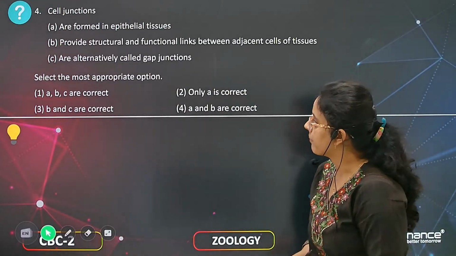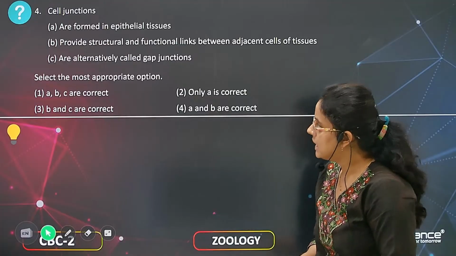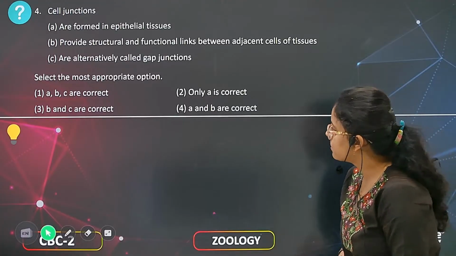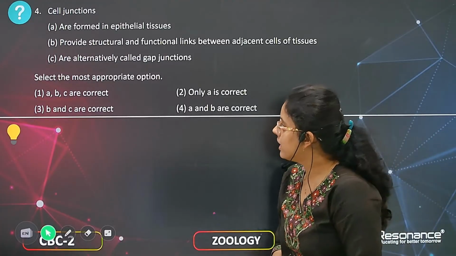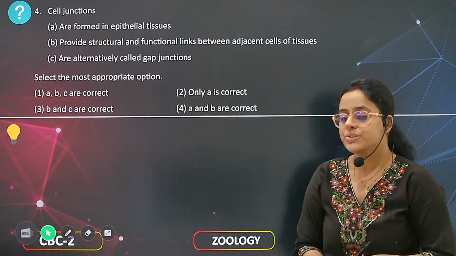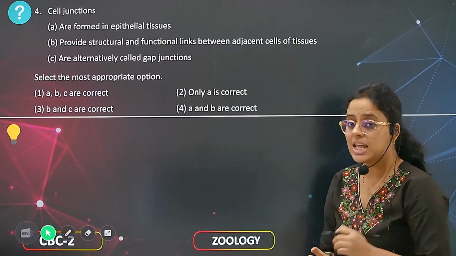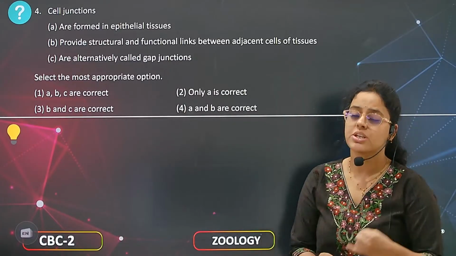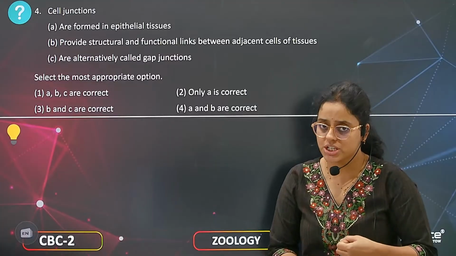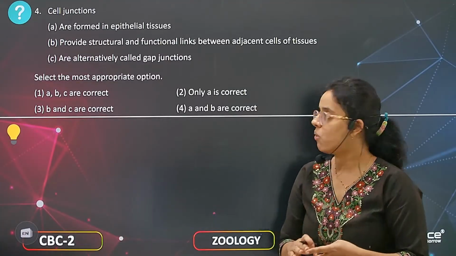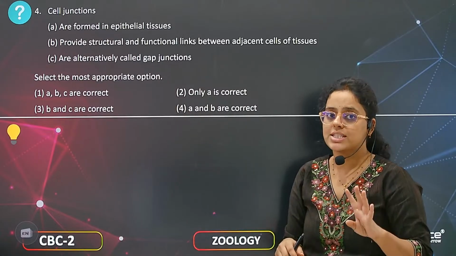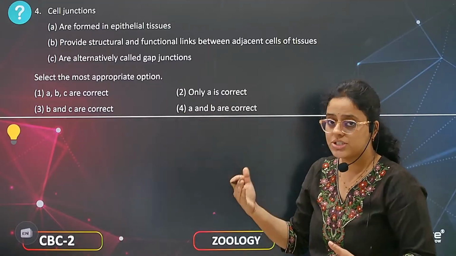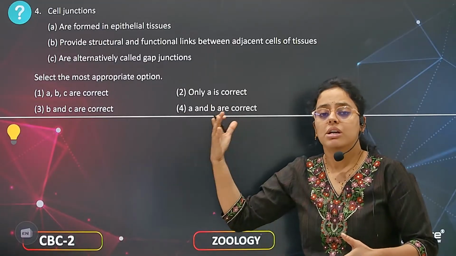Cell junctions formed in epithelial tissue provide structural and functional links between adjacent cells of the tissue, and are alternatively called gap junctions. So here the most appropriate option is cell junction; one of the types is gap junction. We have discussed cell junctions. There are tight junctions, adherens junctions, desmosomes, and the fourth one is gap junction. So cell junctions are not necessarily always gap junctions. They can be tight junctions, adherens junctions, or desmosomes.